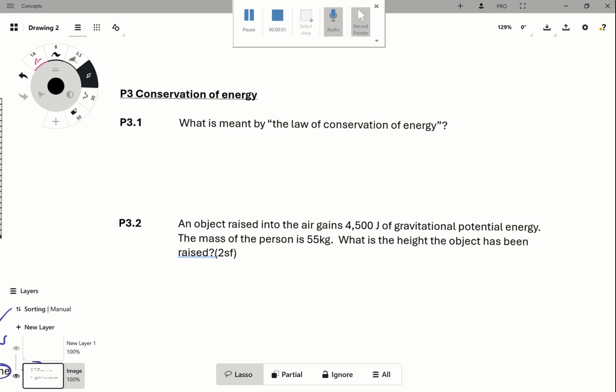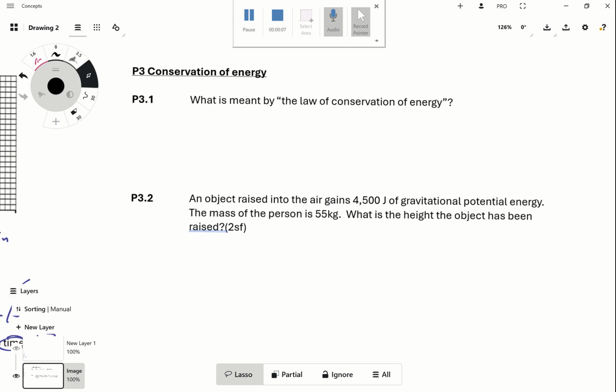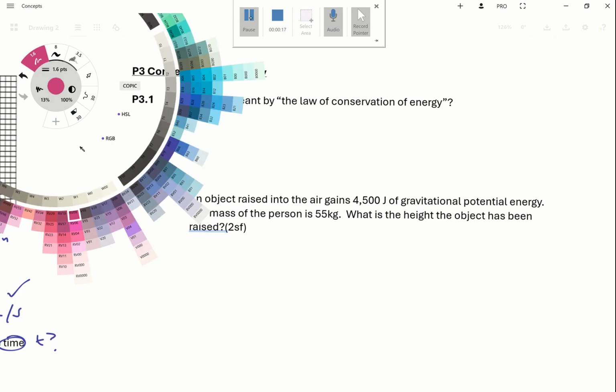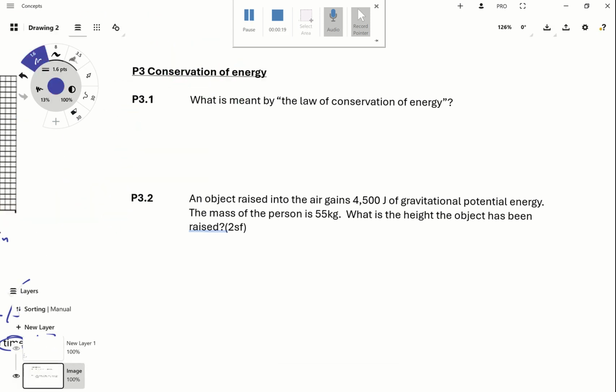Okay, these next few videos will cover ideas around conservation of energy, energy stores, and ultimately how to calculate or deal with the more complicated ones. So the first part is we've got a common question. What is meant by the law of conservation of energy?